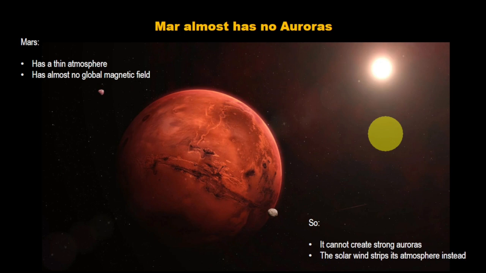So how about rogue planets? Can rogue planets have aurora? Rogue planets are planets that are not bound to any star. They're just roaming about the universe. So they may probably have a magnetic field, which can also protect the atmosphere. But because they are not orbiting a star, they cannot have aurora.